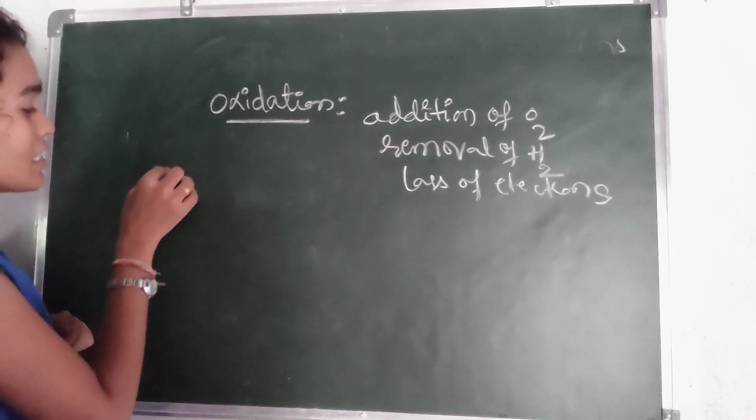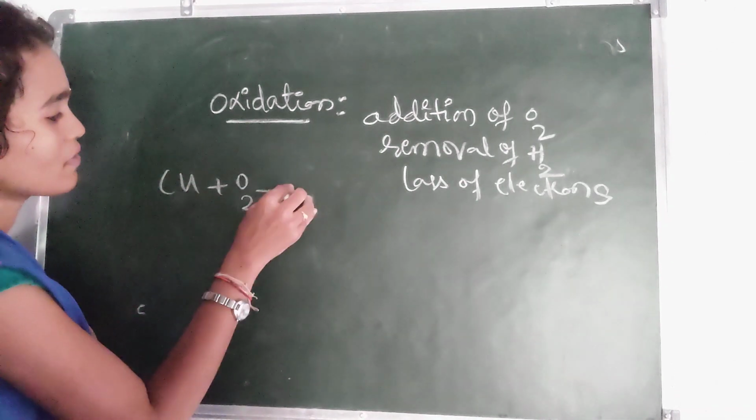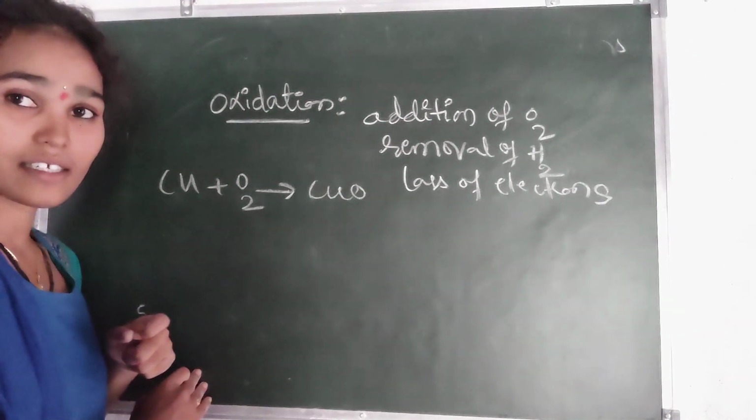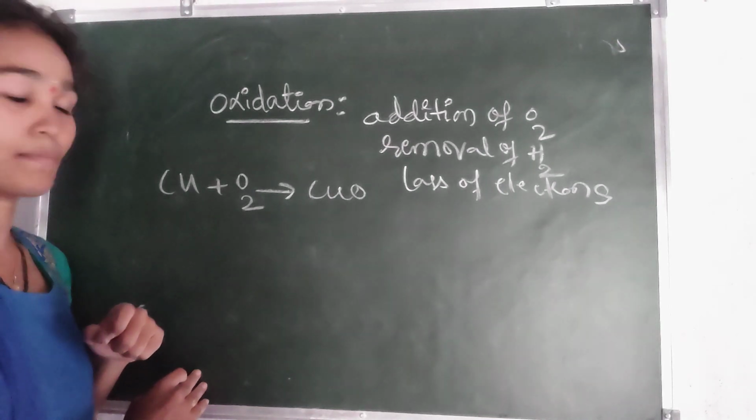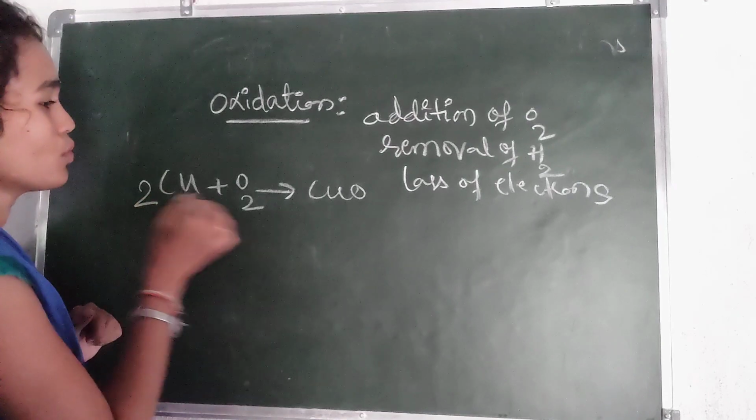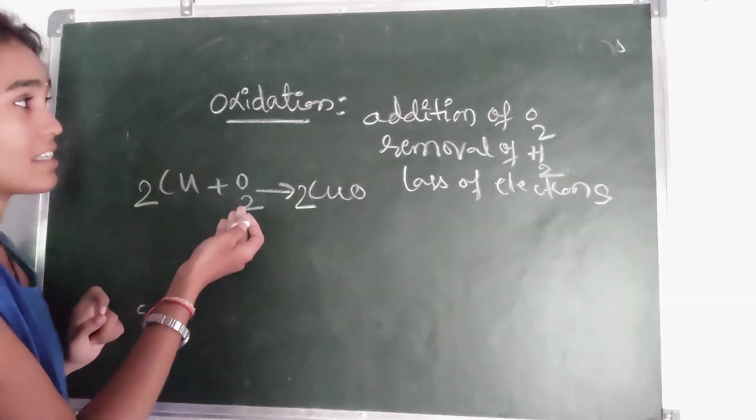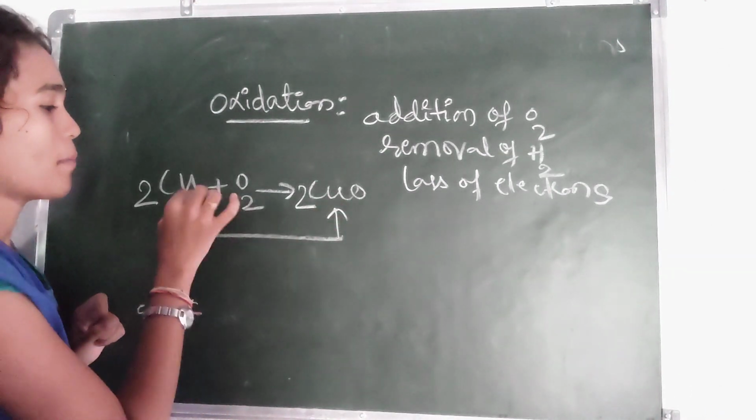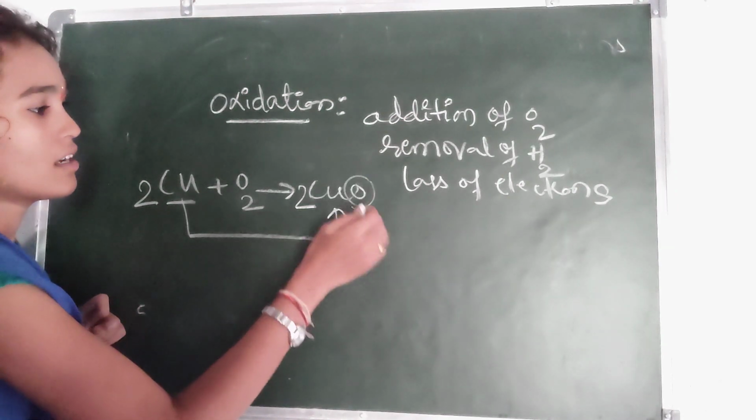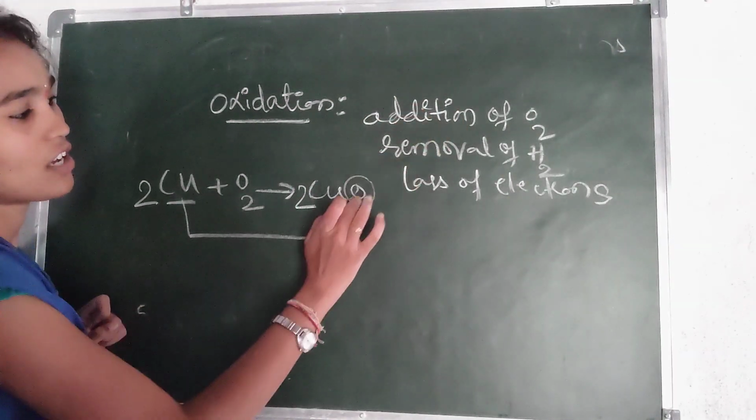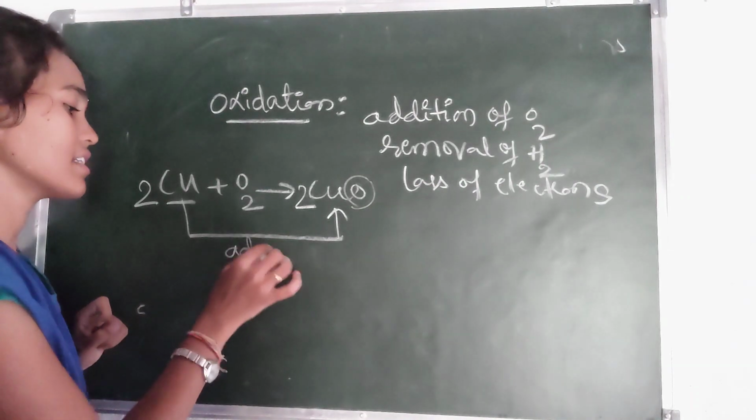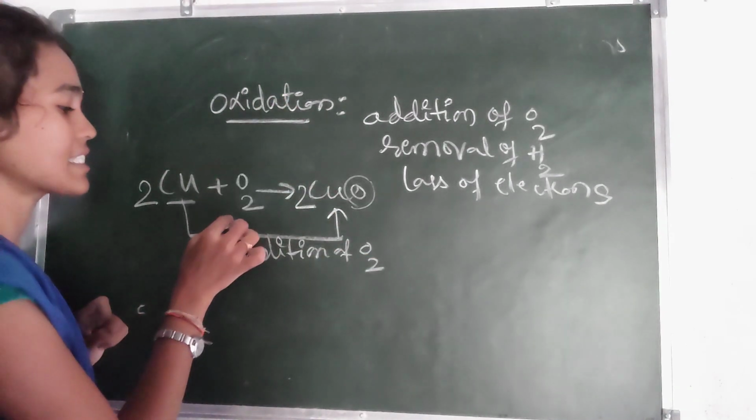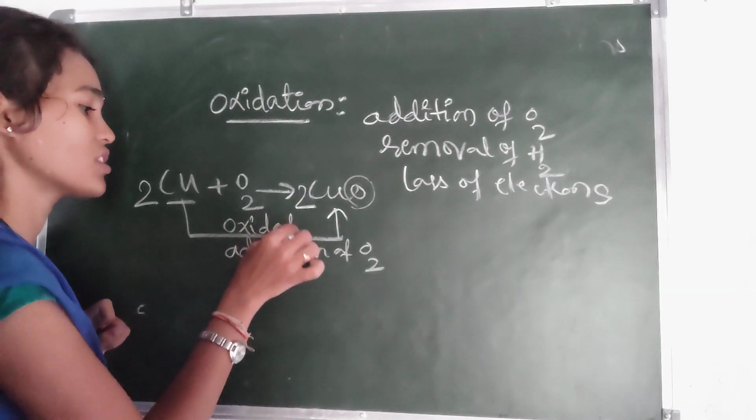For example, see here, copper plus oxygen gives rise to copper oxide, which is an unbalanced equation, and it is balanced according to the valency of the elements. See here valency, so here 2. Now it is balanced. In this oxidation reaction, copper becomes copper oxide. So what has happened? Oxygen is added. Addition of oxygen is nothing but oxidation.